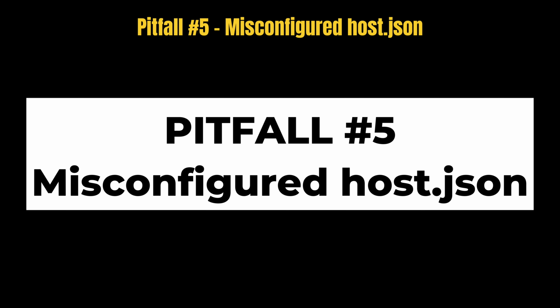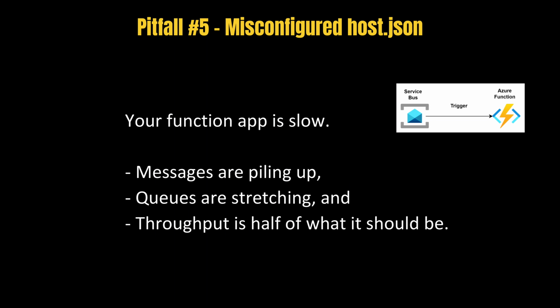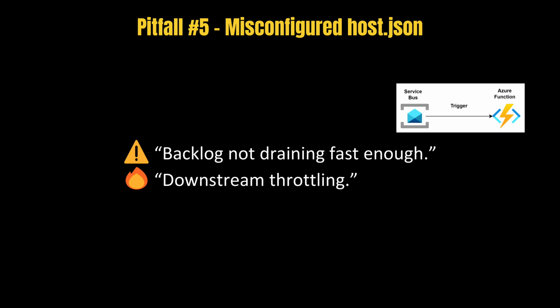It's just slow. Messages are piling up, queues are stretching, and your throughput is half of what it should be. And the culprit? A tiny file most developers never open, host.json. In production, you will see one of two extremes. Either your backlog doesn't drain fast enough, or your downstream system starts screaming under pressure. What is the likely reason? The configuration settings in host.json.